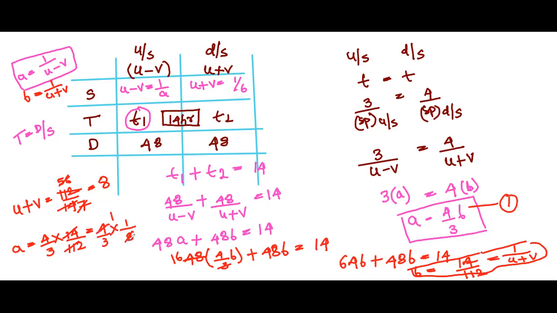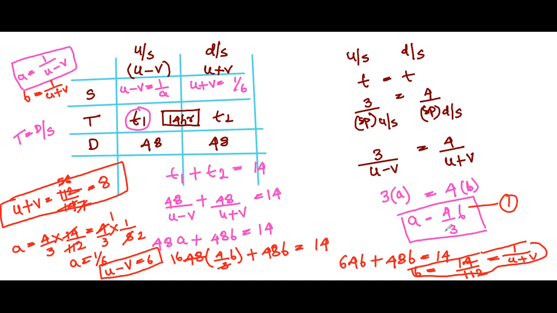So 4 by 3 into 1 by 8. This means that a is equal to 1 by 6. Then what will it mean? It means that u minus v is equal to 6. This is the second equation. So we have got u plus v is equal to 8 and u minus v is equal to 6.